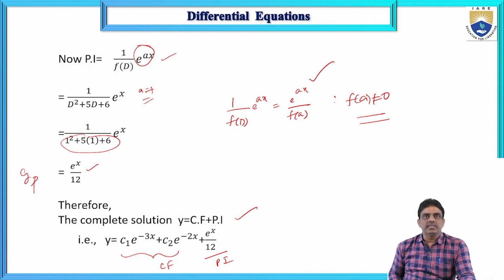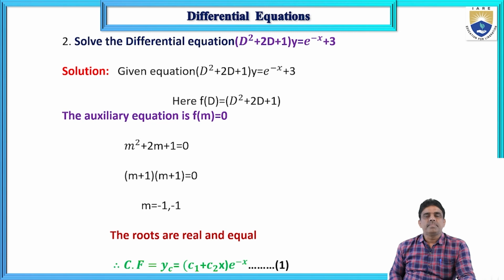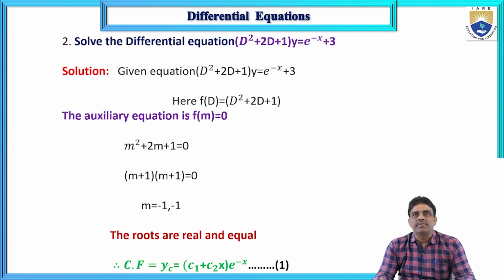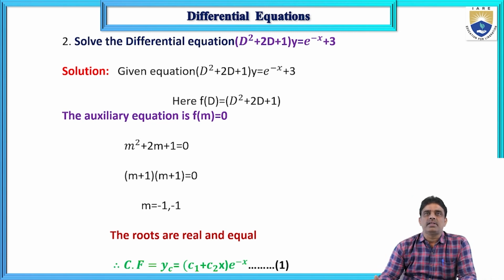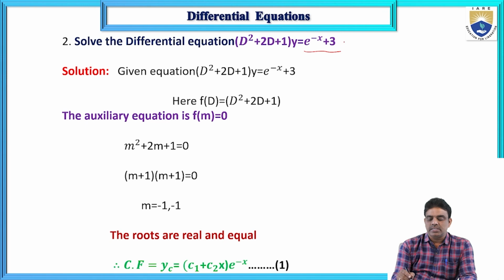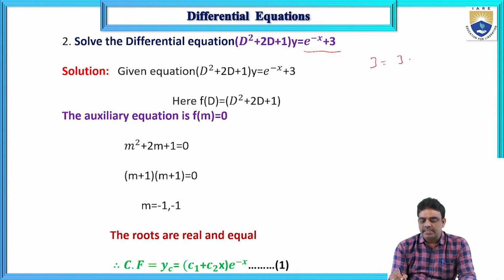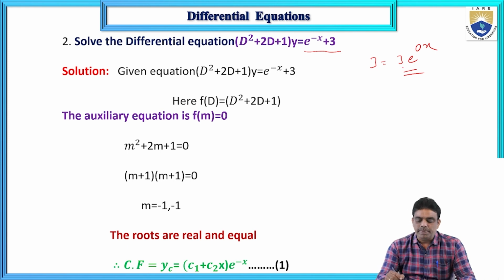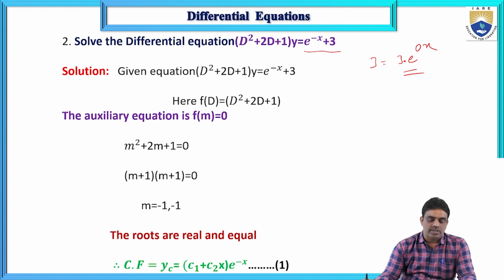Similarly, we solve another problem. Here also the equation is already given in operator form: D square plus 2D plus 1 of y is equal to e power minus x plus 3. The right side has e power minus x, which is in e power ax notation, and 3 also I can write as 3 into e power 0x. So I can apply e power ax notation for both terms.